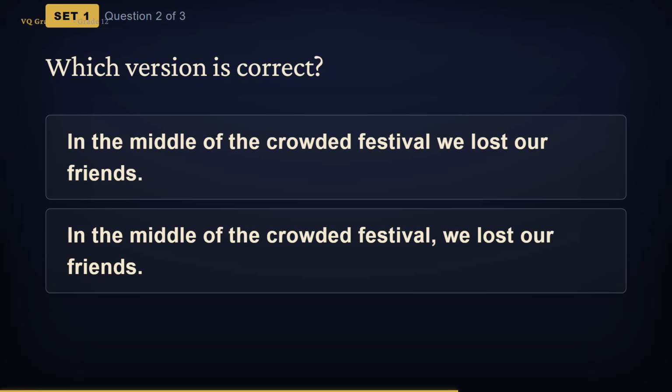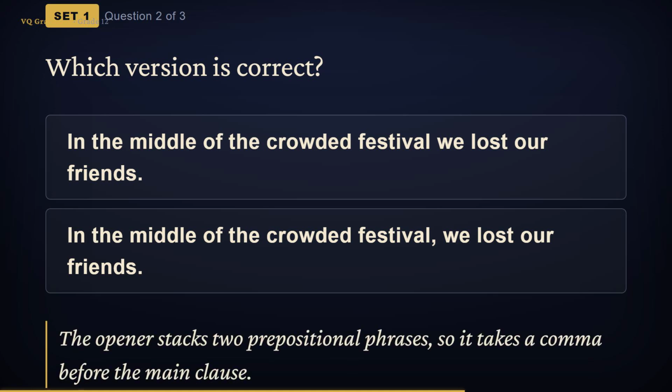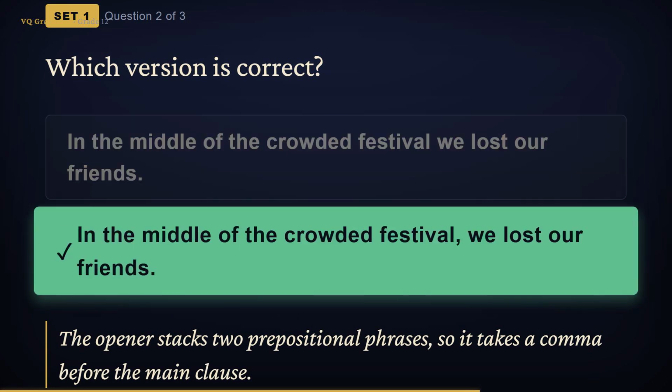Number 2. "In the middle of the crowded festival we lost our friends." Comma or no comma? The sentence opens with 2 prepositional phrases stacked together, "in the middle" and "of the crowded festival." A long stacked opener like that takes a comma. The right choice is the version with the comma after "festival."